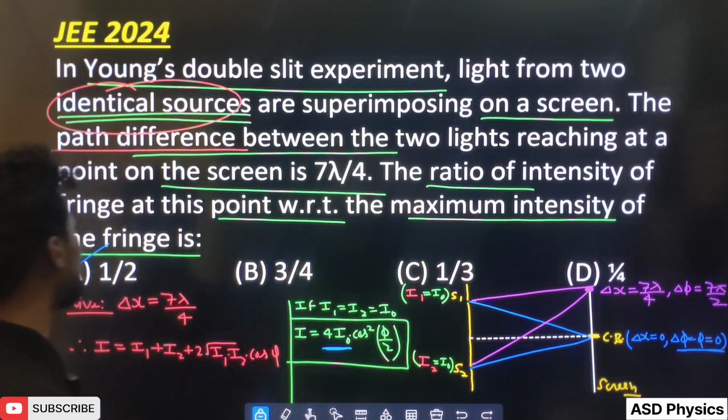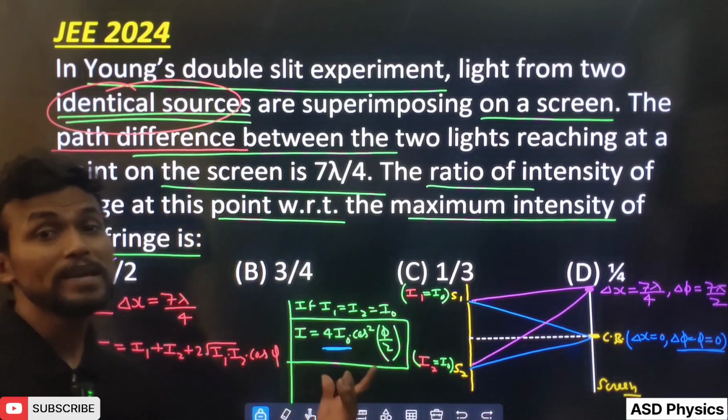So students, the correct answer is here. Anyhow, option A is the answer. Basic is very, very important.